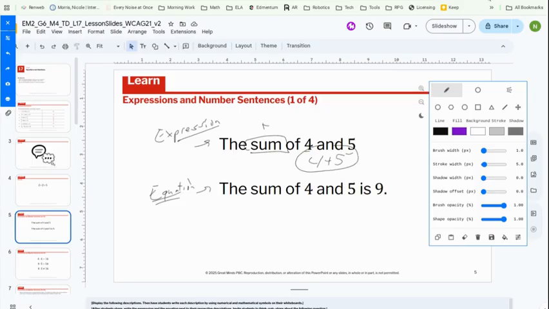This is an expression because it just says 4 plus 5. There's no equal sign. You're not solving anything. It's not saying something is. This says the sum of 4 and 5 is. In math, when you see is, it's almost always an equal sign. So 4 plus 5 equals 9. This is an equation.